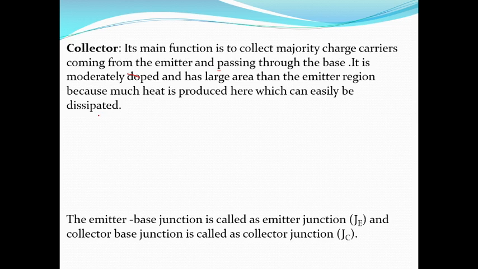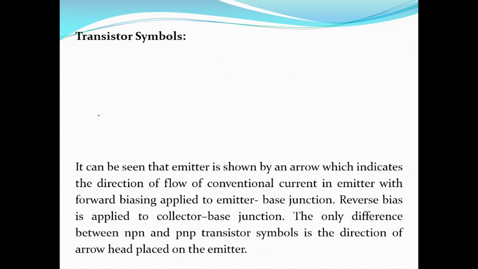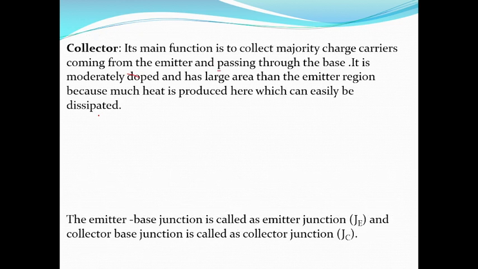Next, it is moderately doped and it has a large area compared to the emitter and base, because heat dissipation takes place here. In order to avoid that, we have a large area. Now, see here, how many junctions does it have?